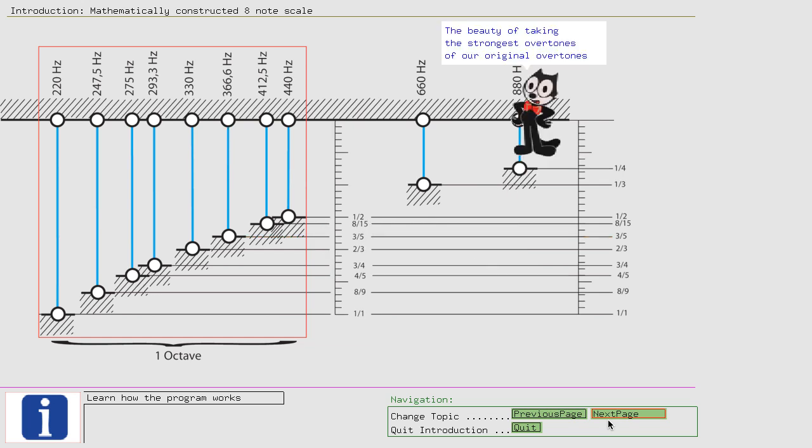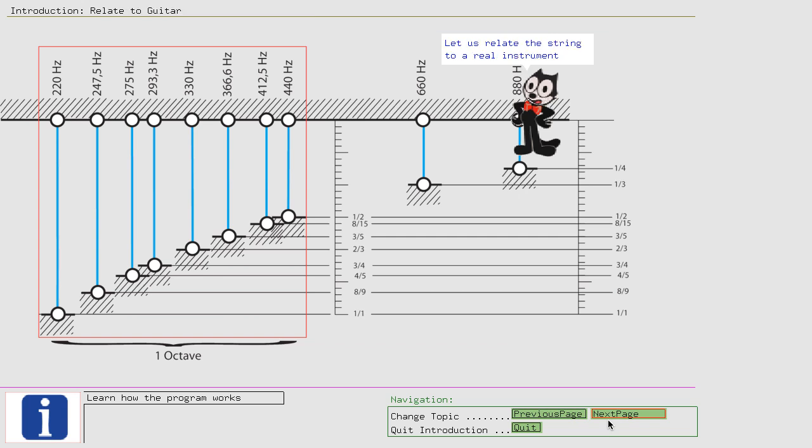The beauty of taking the strongest overtones of our original overtones lies in the fact that the ratios relate to each other. Only the ratios of the 4 most dominant overtones were used to construct the scale. Okay, let us play our natural just intonation scale. Sounds good, or at least familiar, because the sounds are natural preferred sounds through physical laws.